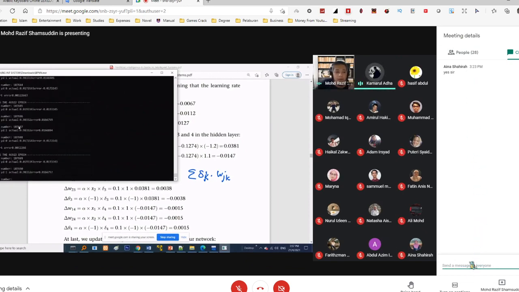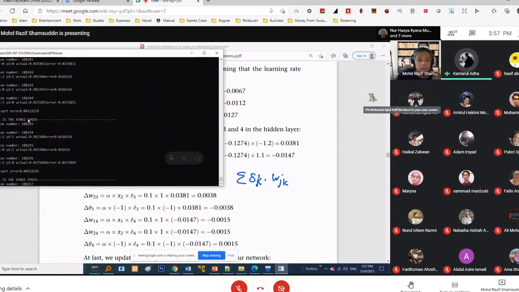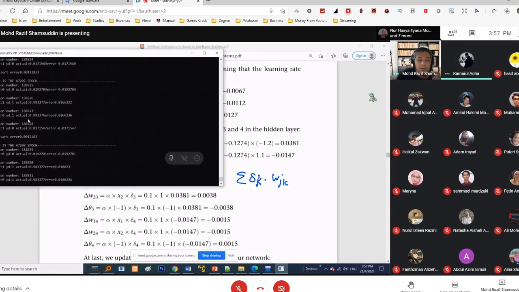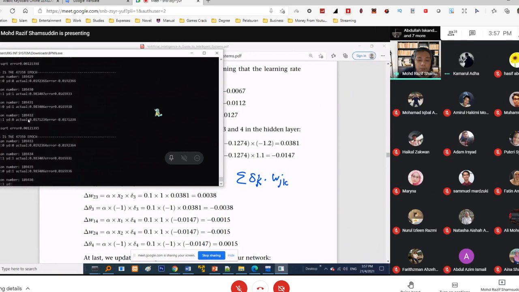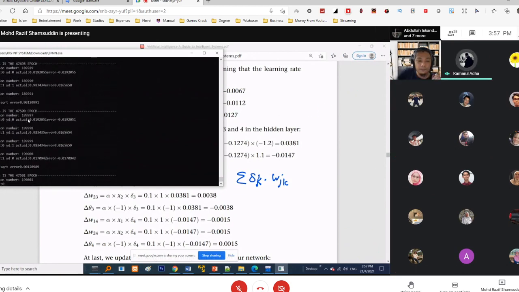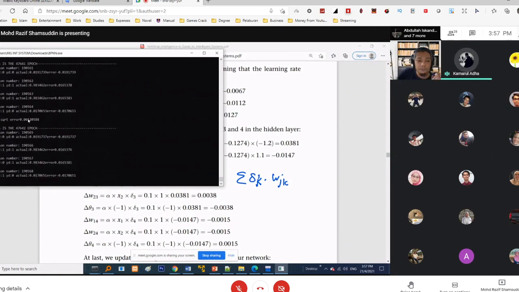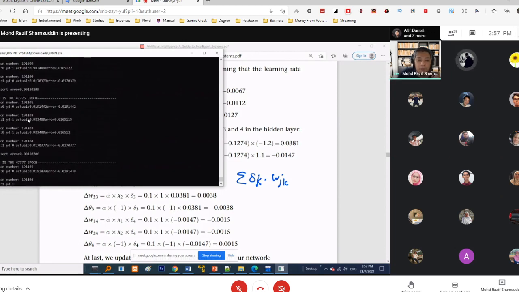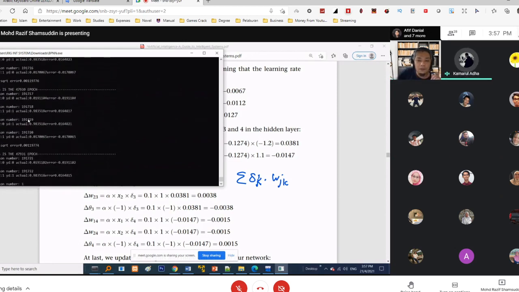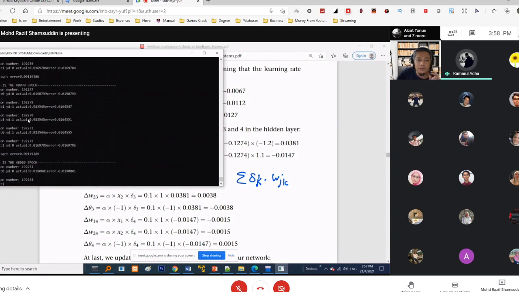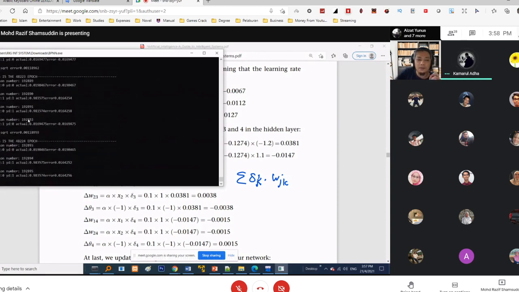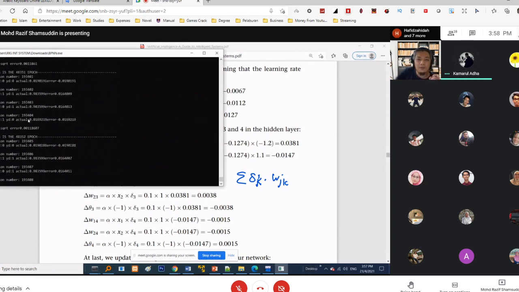Sir, last week you told us to do the three inputs. You managed to do that, right? It managed to converge for the OR operator using the step activation function. But for the AND operator, if I use step, it doesn't want to converge. So I have to use sigmoid, and then I have to round it up. Only then I managed to get it.